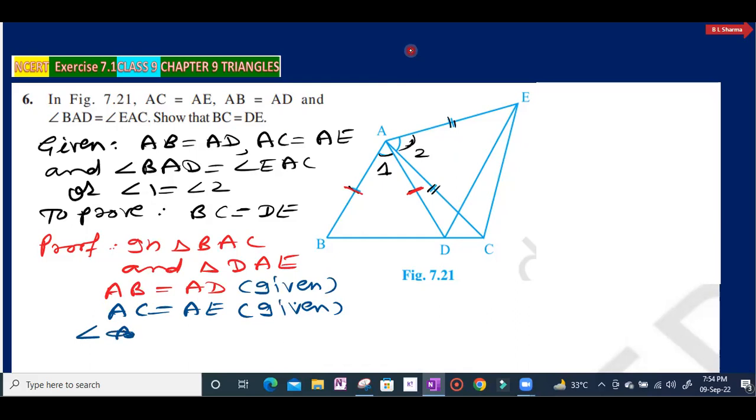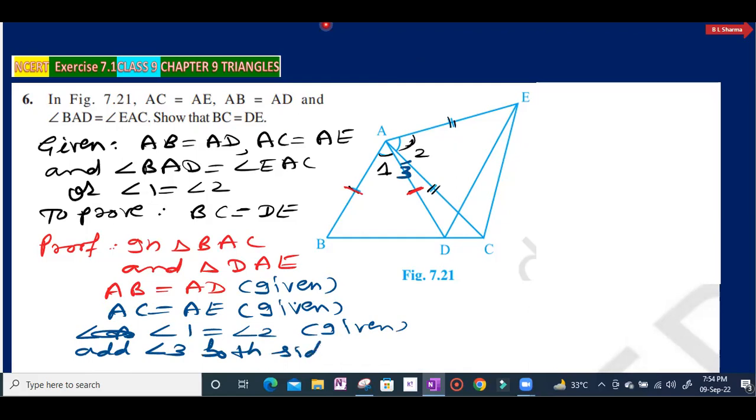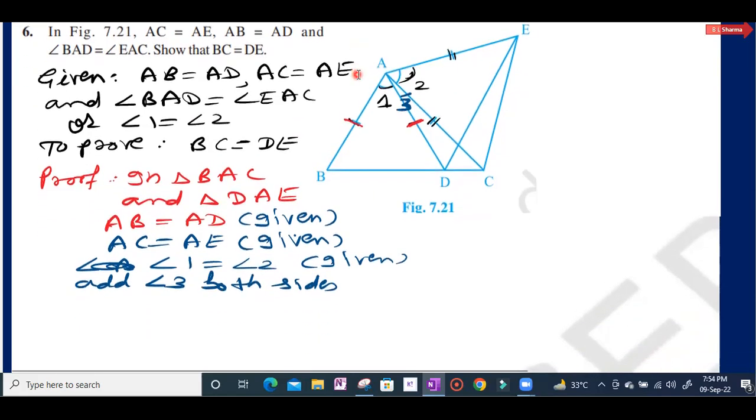Angle 1 is equal to angle 2, also given. इसमें क्या करते हैं कि ये एक एंगल हम यहां पे ये एंगल 3 लेते हैं, देखिए ये वाला 3. एंगल नंबर 3 दोनों तरफ आप इसको ऐड कर दीजिएगा, देखिएगा. So angle number 1 is equal to angle number 2, it is given, and we can add both sides angle number 3, angle number 3 this side, angle number 3 this side.